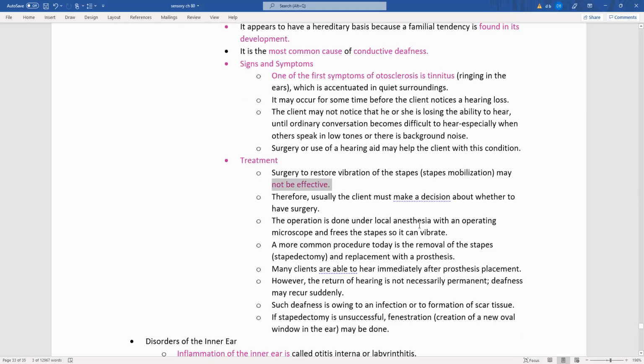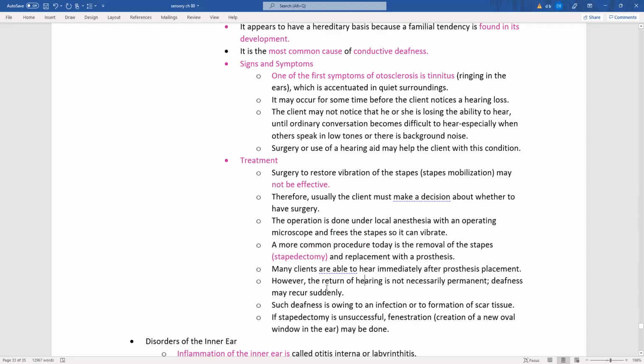The operation is done under local anesthesia with an operating microscope to free the stapes so it can vibrate. A more common procedure today is the removal of the stapes, which is called stapedectomy, and replacement with a prosthesis. Well, I'm going to have to see if I can get that. They didn't say anything about that. Okay, so many clients are able to hear immediately after prosthesis placement. I probably don't want it.